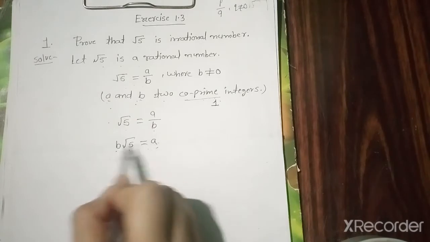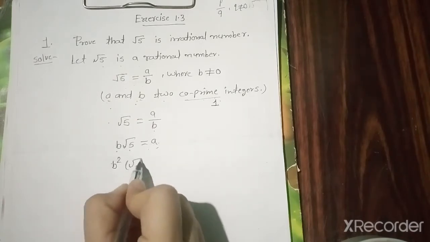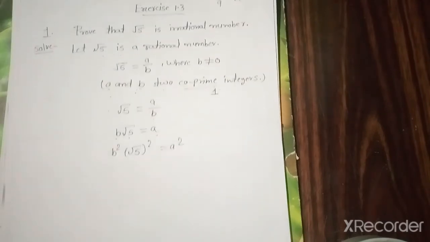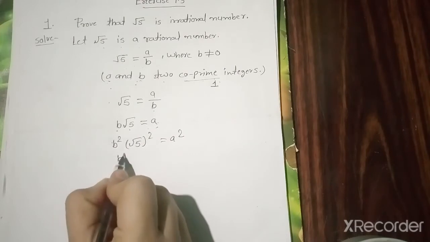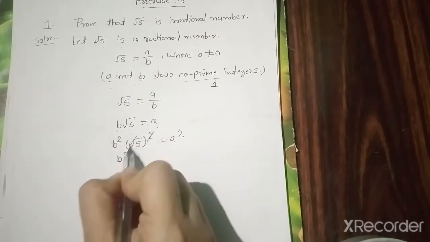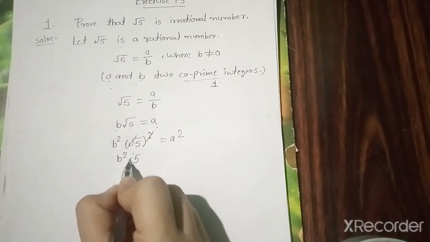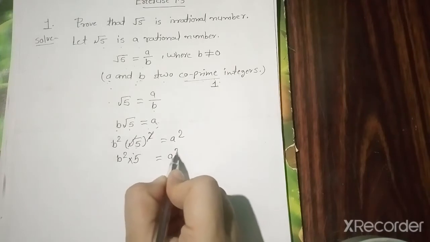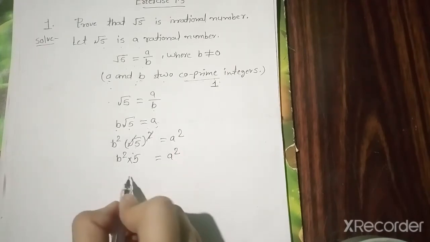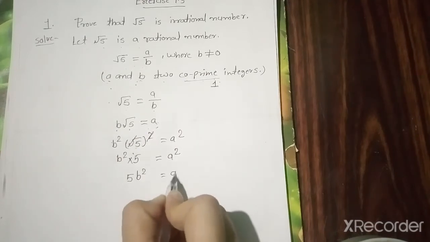We will square both sides, then b square and root 5 square equal a square. So here, in b square root 5 square, the square and the root cancel. Here only 5 multiplied by b square equals a square. We can write this equation as 5b square equals a square.